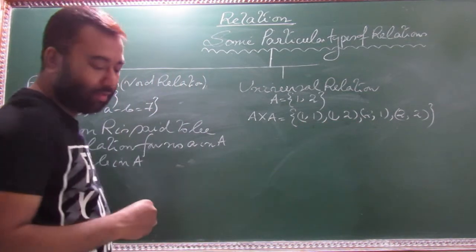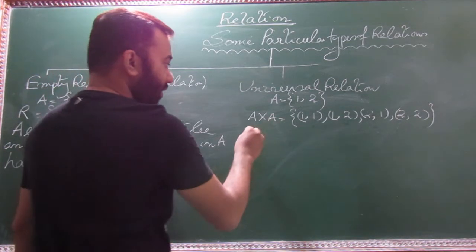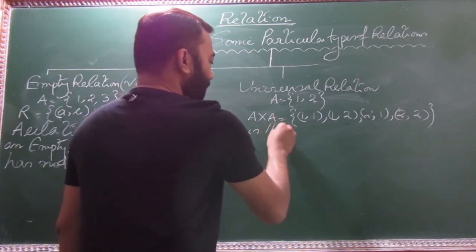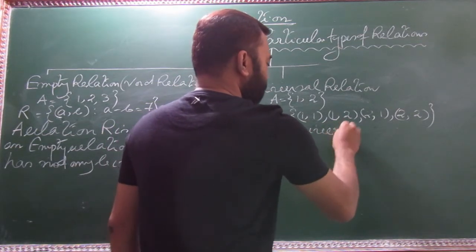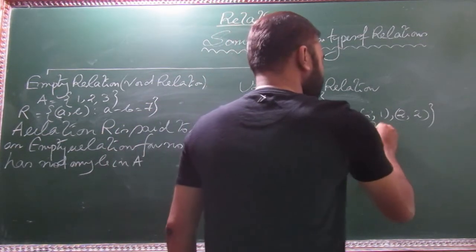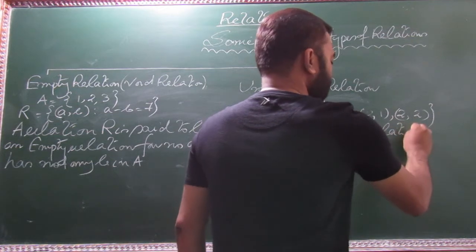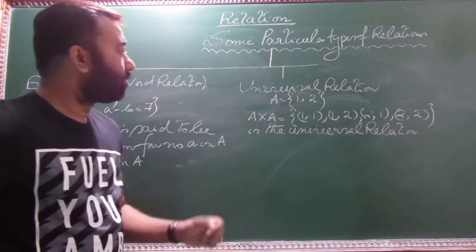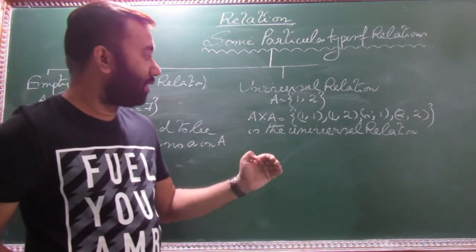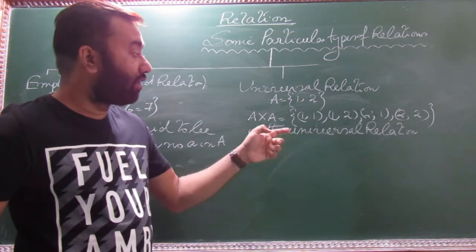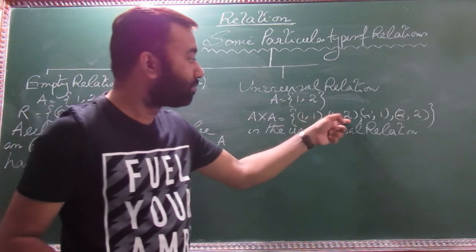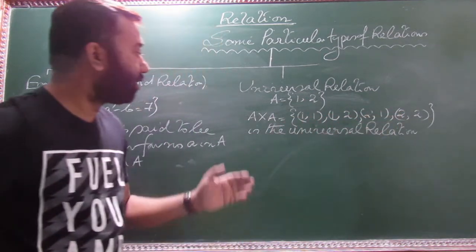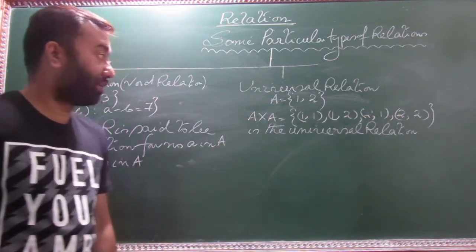That means this is the universal relation, because all the possible elements of the Cartesian product are here. So this is why it is the universal relation.